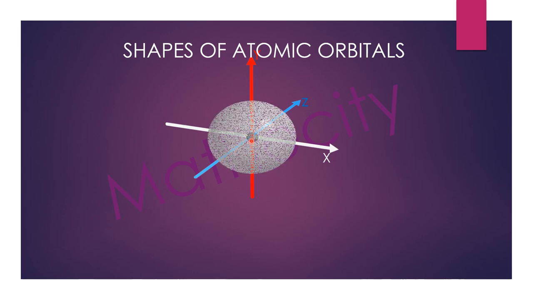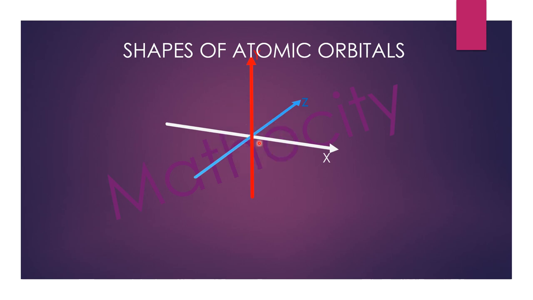This center point is the nucleus, and all these dots indicate the probability of finding the electron. So this region around the nucleus where the probability of finding the electron is more is known as an orbital. So the first orbital, the s orbital, is spherical in shape.